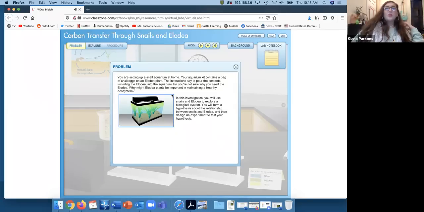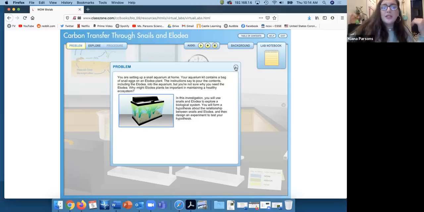So in this lab, we're talking about cell respiration and photosynthesis. You're setting up a snail aquarium, and your aquarium kit contains snail eggs, right? So snails are consumers, and it contains an elodea plant. Elodea is a plant, it's telling you right off the bat, it's a producer. So it undergoes not only cell respiration, but also photosynthesis. In this investigation, you are going to figure out why they included these elodea plants in your snail aquarium kit. Why might the elodea plants be important for maintaining a healthy ecosystem in your aquarium? And you might already have some ideas, I hope.